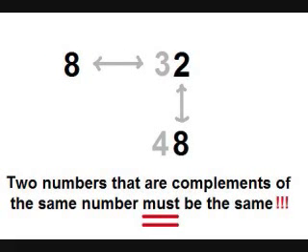Two numbers that are complements of the same number must be the same. If 8 is a complement of 32 and 48 is a complement of 32, the 8s must be identical. The 8 and the 32 must equal 40, and the 32 and the 48 must equal 80. There's no way that the 8s could be anything but identical.